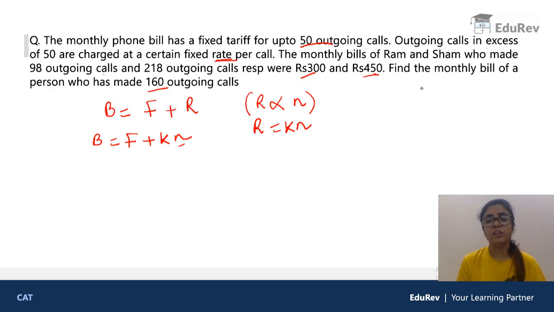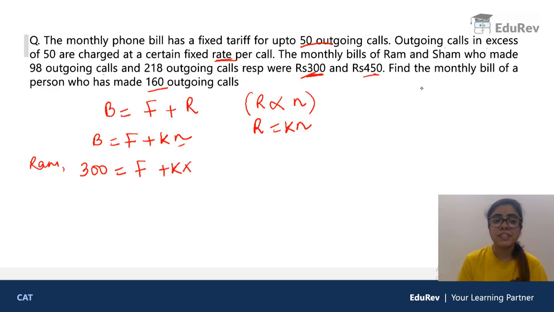Now if you talk about Ram, the total bill was 300 rupees. He had to pay some fixed money plus, I don't know the value of K, into, he made a total of 98 outgoing calls. For the first 50 calls, the money was fixed. So he had to pay extra money for the remaining calls. So the remaining calls were 48 calls. So your equation becomes 300 is equal to F plus 48K.